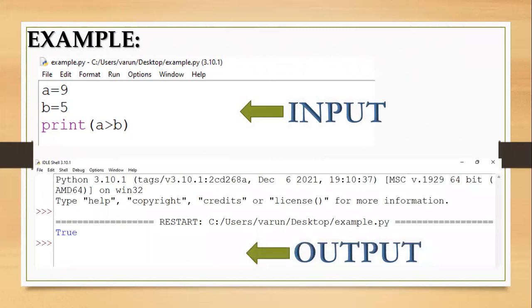Example of greater than operator. This is a screenshot of the execution. This is the input: a equals 9, b equals 5, print a greater than b. Here the output returns true. So this is called the greater than operator in comparison operators.